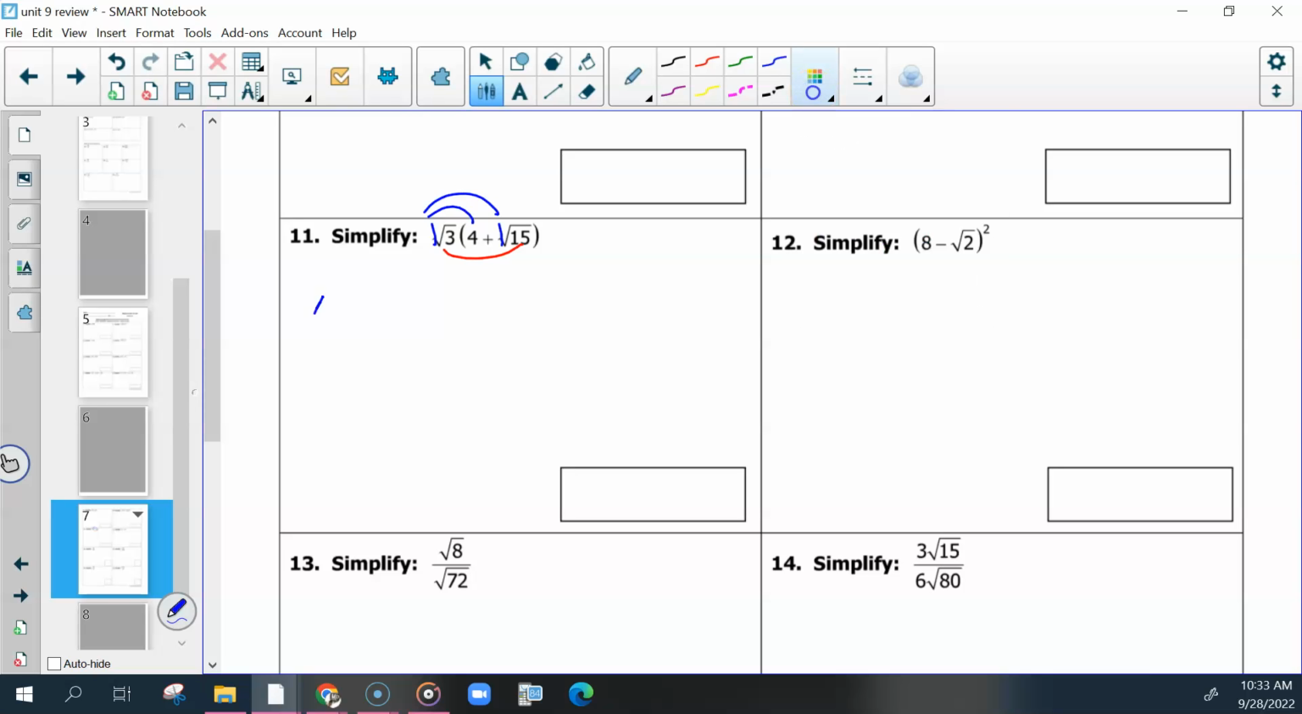1 times 4 is 4, but because this is next to the square root of 3, we're going to put the square root of 3 right next to it. 1 times 1 is positive 1. On the inside, I would be multiplying 3 and 15 to get 45. Then your adding and subtracting rules come into play. You can't add them right now because they're not like radicands, they're not like terms, whatever you want to say there. See if you can simplify this.